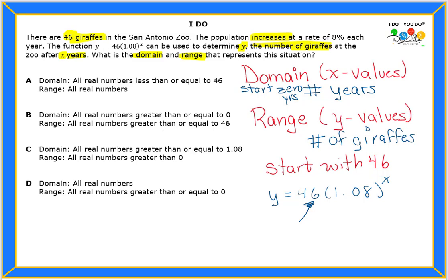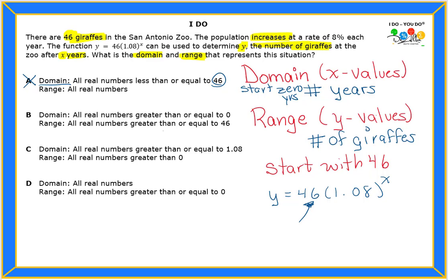Okay, so let's look at the answer choices. Maybe this can give us an idea already what to look for. Letter A, it says all real numbers less than or equal to 46. No, 46 goes with a range, right? So A cannot be an answer because of that and because it's domain. Is that right? Let's look at letter B.